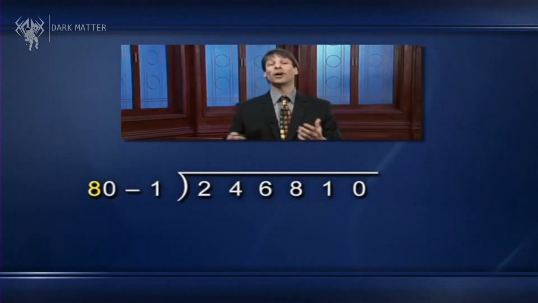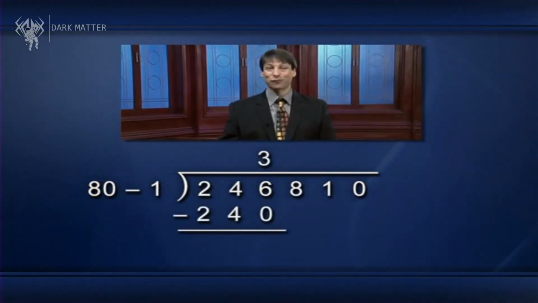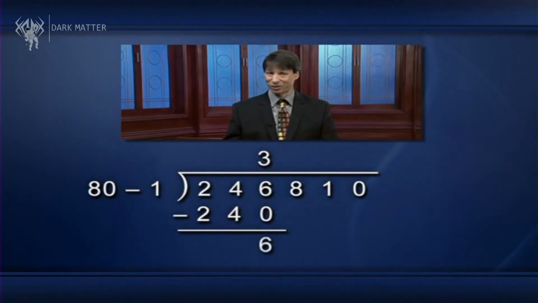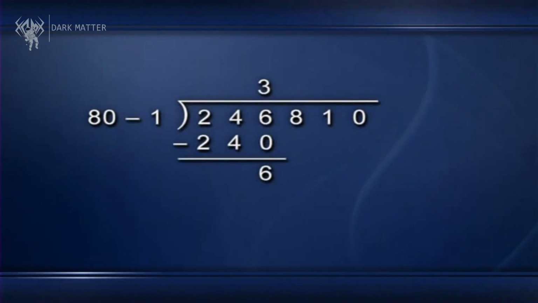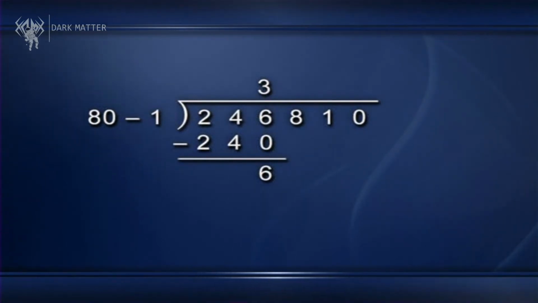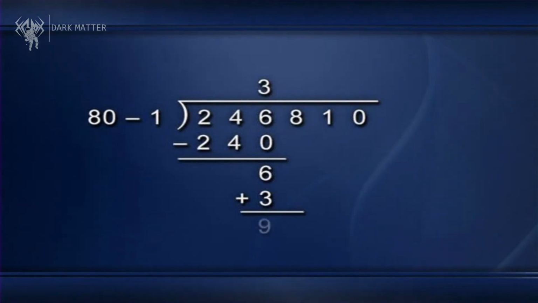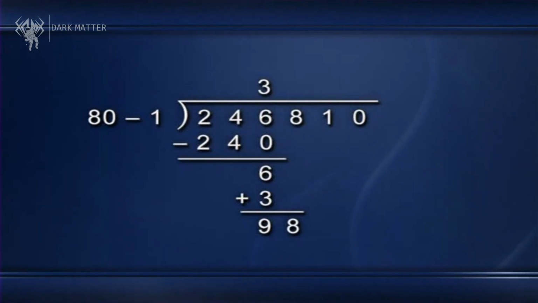80 goes into 246 3 times, so we subtract 240. That's an easy calculation, but we've subtracted too much. We were supposed to subtract 3 times 79, not 3 times 80, so we have to add back 3 before taking the next step. And once we do this, 6 plus 3 is 9, bring down the 8, we're at the same place we would be using long division.